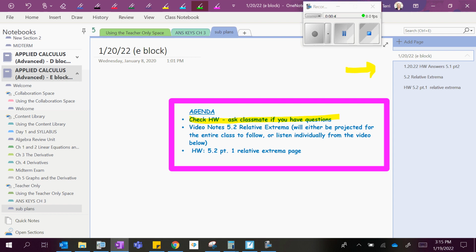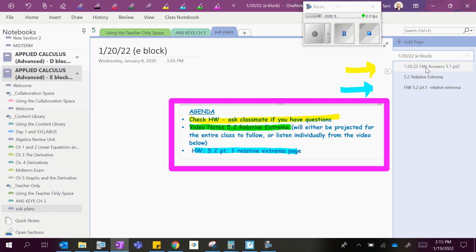What we are going to do is keep going here. We're going to do video notes 5.2, so we're going to go over relative extrema, which actually uses all of our increasing and decreasing functions that we found. So we're going to use those processes to find relative extrema. And then your homework will be the 5.2.1 relative extrema page in OneNote.